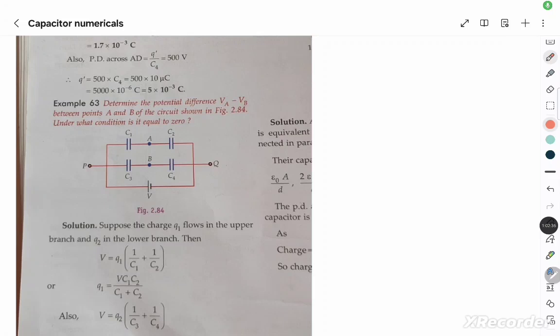Here is the 63rd question. Determine the potential difference between A and B. Now, if you know the charge that flows through here and here, and if you know the capacitances, okay, let's see. They have not given the values in the sum.